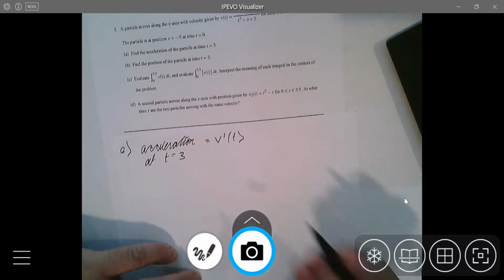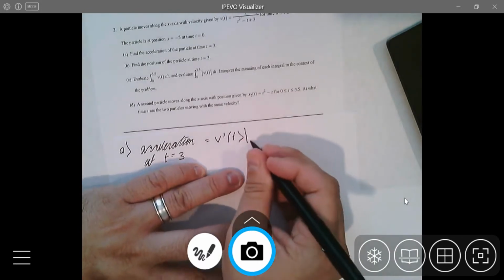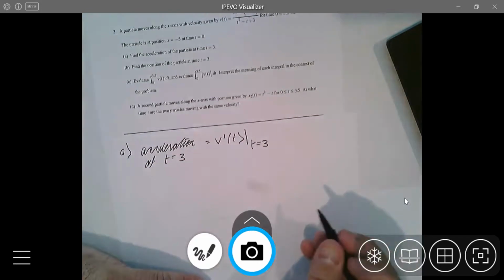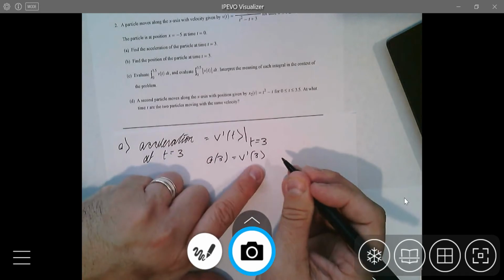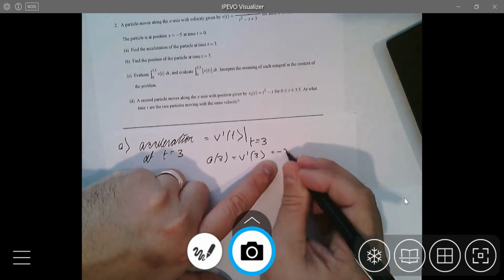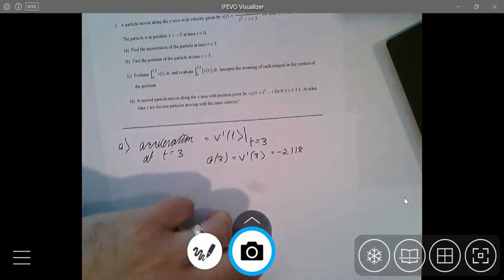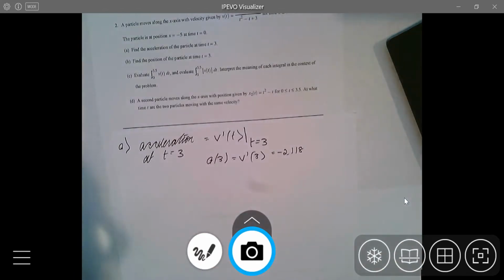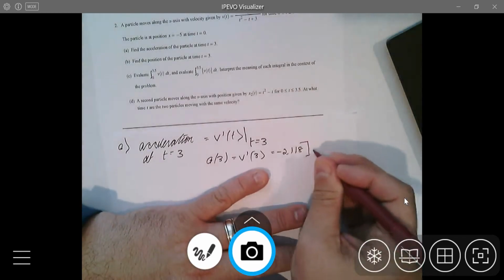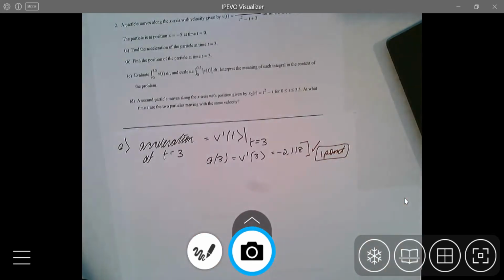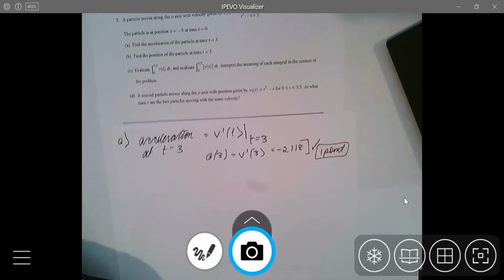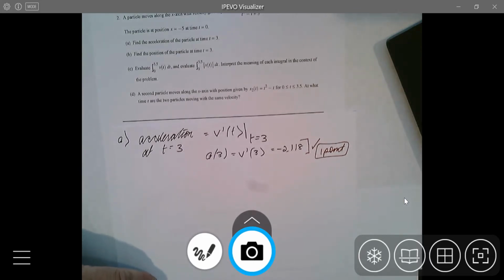What that means is, I gotta fix my notation here, at t equals 3, the acceleration at time t equals 3, which is the derivative of the velocity at time t equals 3, is -2.118. Because no units are given, we're not going to make up units in this problem. We're not going to make it meters per second squared. The College Board awarded 1 point for the answer, and that's all this question was worth. 1 little point. But not bad. A pretty easy point to pick up if you know how to use your graphing calculator.